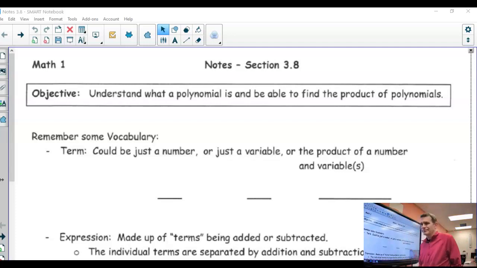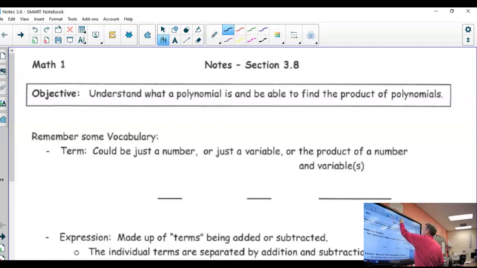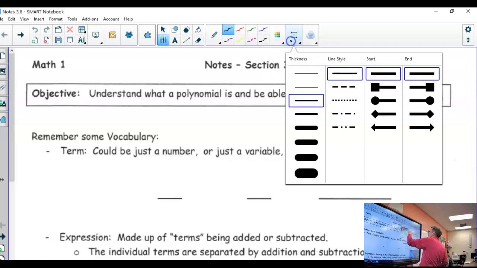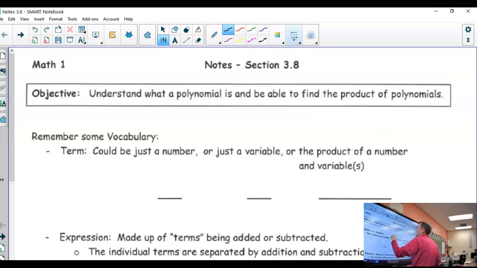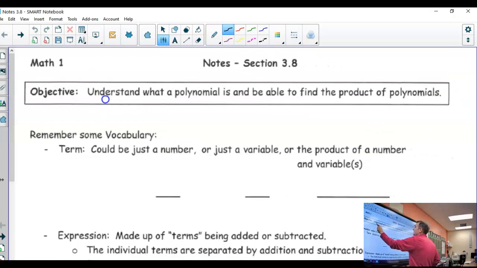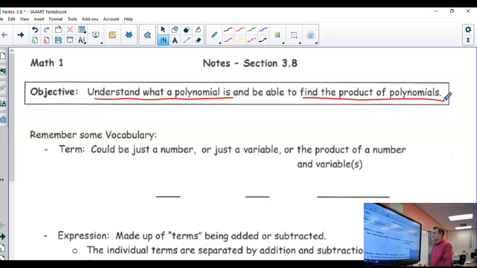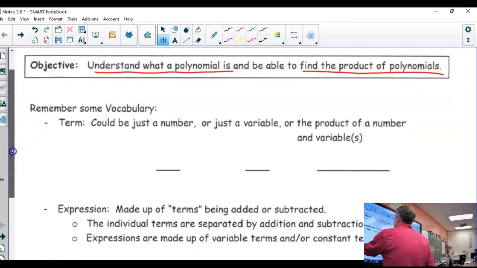Let's get started. All right, so our goal today is to understand what a polynomial is and find the product of polynomials, right? No problem. This will go fast, I think.